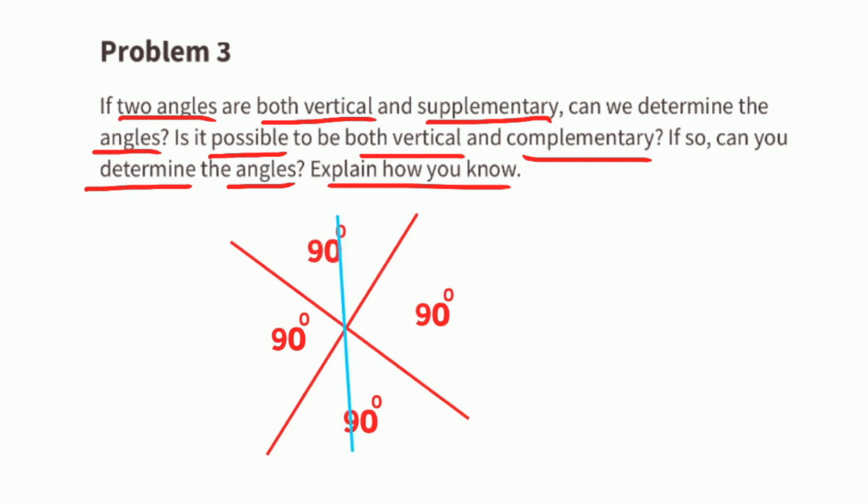So with this vertical line, we can see that this 45-degree angle is a vertical angle and complementary to the 45-degree angle, which is also a vertical angle. Only a 45-degree angle can be both vertical and complementary. So that answer is also a yes. And the third question says, if so, can you determine the angles? And the answer is yes. We determined that these angles are 45-degree angles, and my explanation is in my diagram.